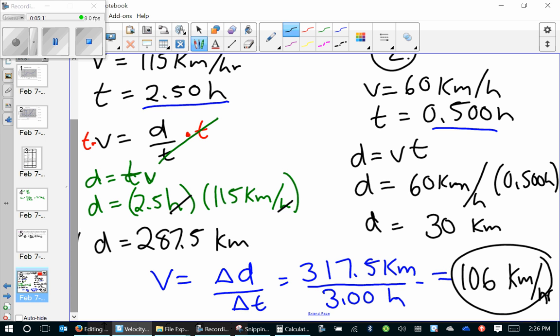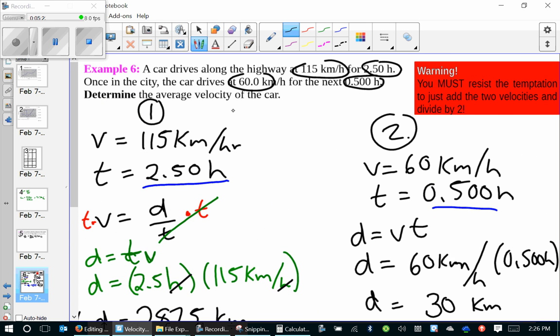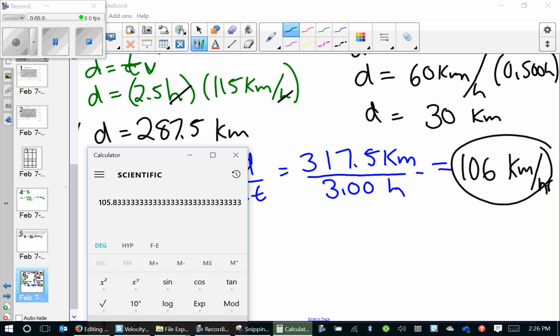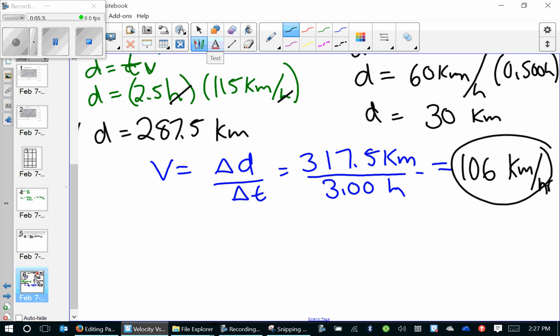Is that different than just adding those two values together and dividing by 2? 115 plus 60 divided by 2. Much different, okay? So this is a tricky question.